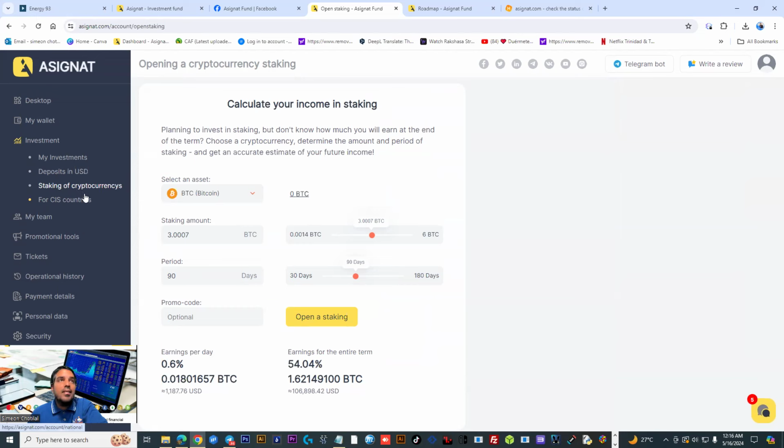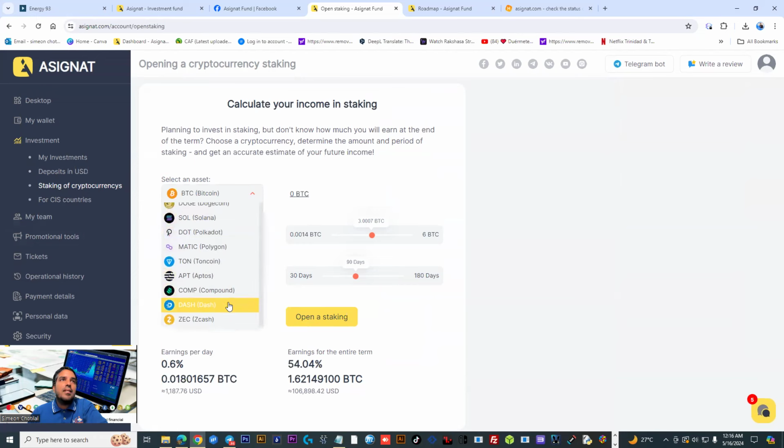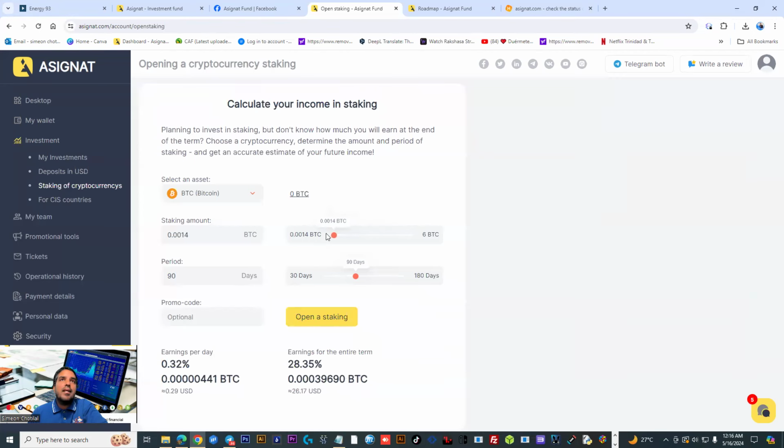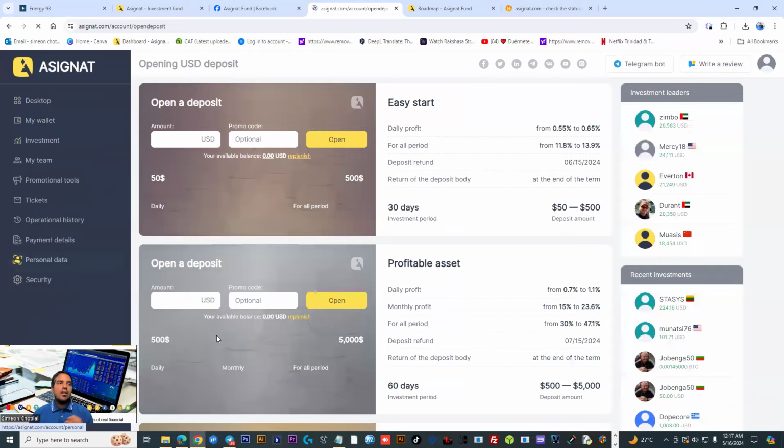So this is another way you could earn, through their staking of cryptocurrencies. And you could come in here and basically start earning. You could try the popular Bitcoin, right? Popular coin. They have the period, they have the staking amount, how much money you're looking at. The minimum you basically could do is this amount here, right? You could choose how far, if you want 30 days or you want to stake it for 110 days, here's the earnings for the entire term, and earnings per day. So that's really cool. You could earn through their staking and their deposit options, right?